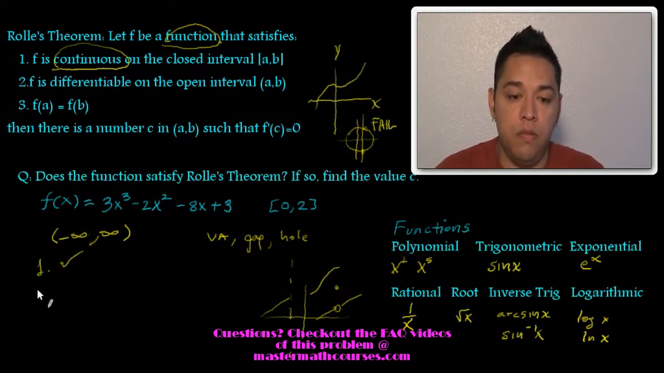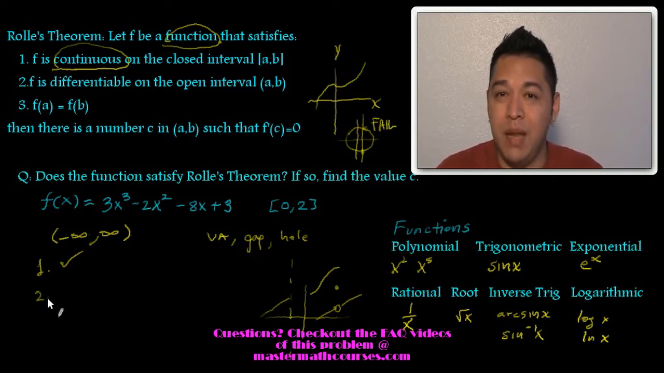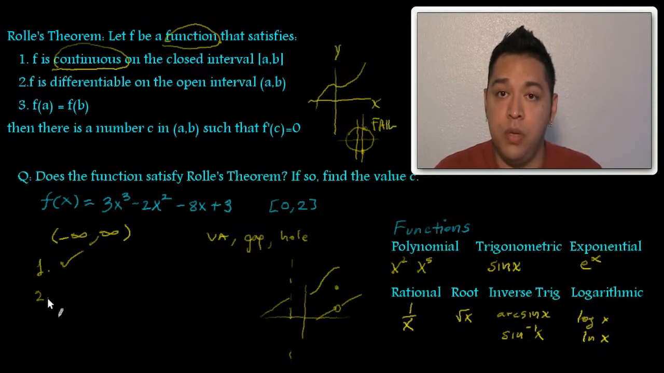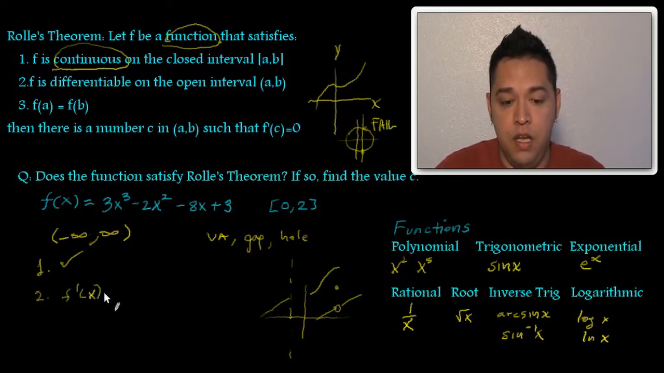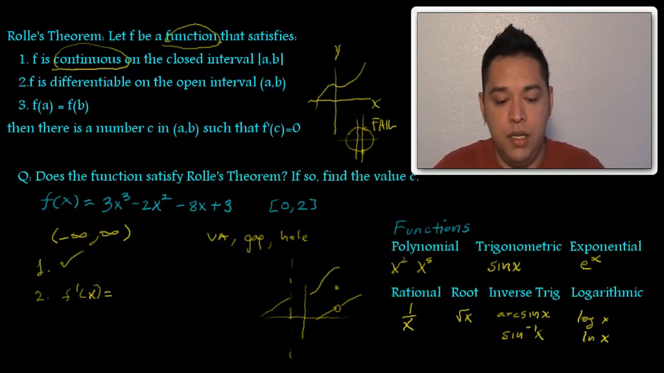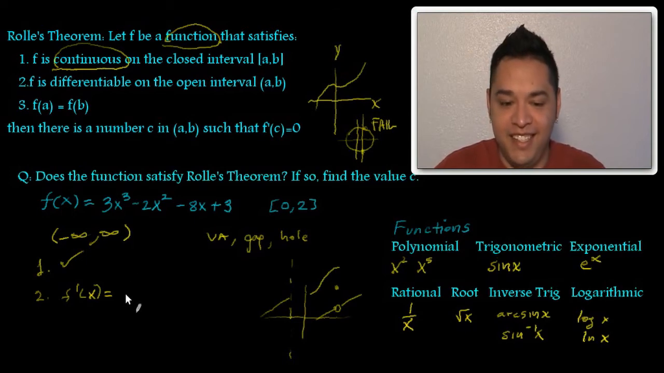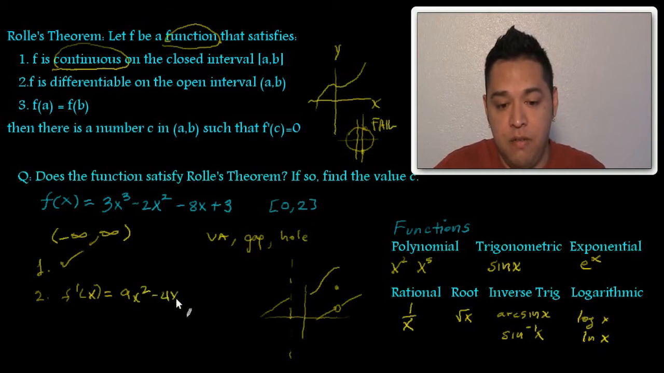Now, for the second property, it also has to be differentiable. What does that mean? Well, what that means is that if I take the derivative of this, can I plug in a point, any point between A and B? That's what that means. So if I take the derivative of this, I would get f prime of x is equal to, 3 times 3 is 9, not 6, 9x squared minus 4x minus 8.